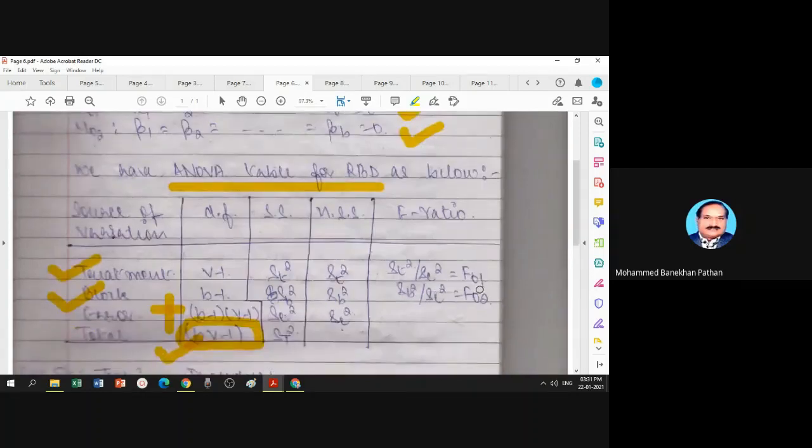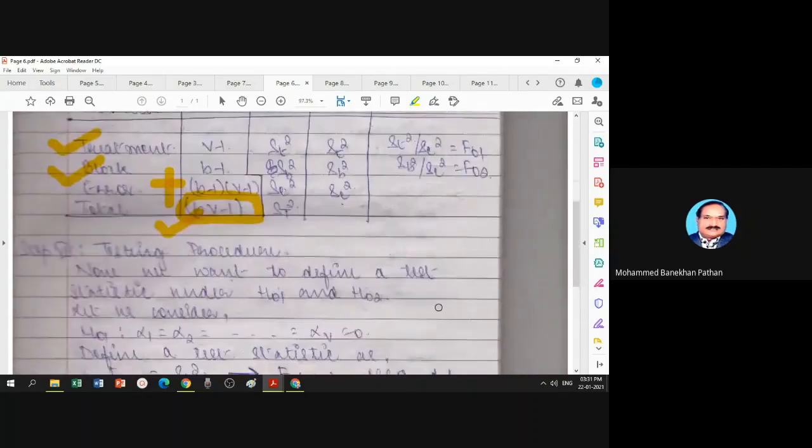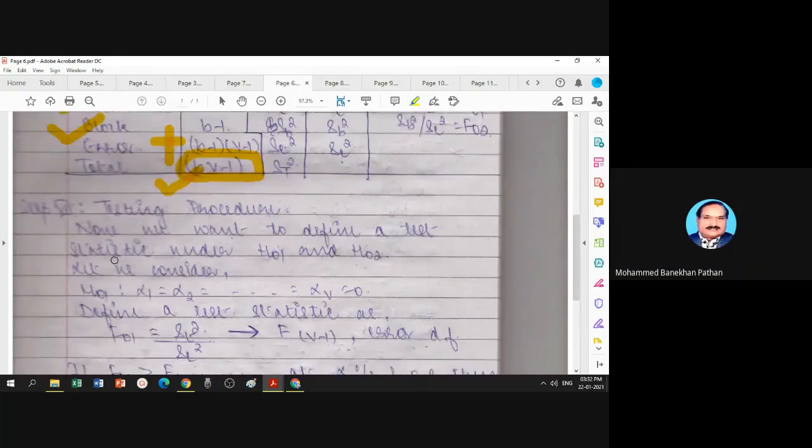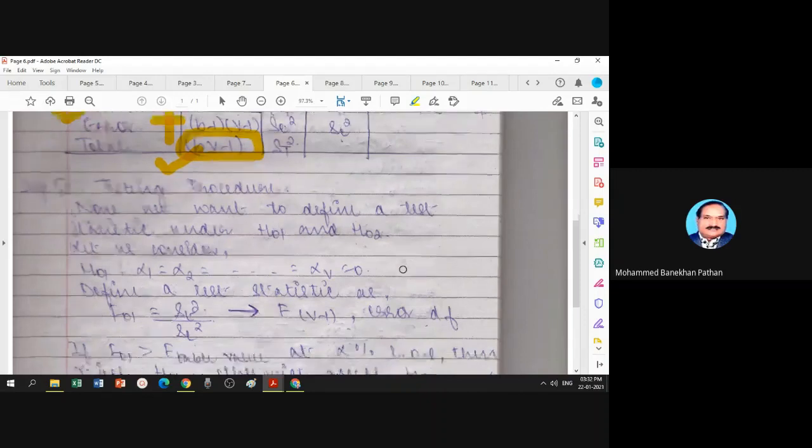So by using these calculated values, we make the testing, step number 7. That is the last step of making analysis of any design. It may be CRD, it may be RBD, and one more design in your syllabus, that is LSD. So in the testing procedure, now we want to define a test statistic under H01 and H02.